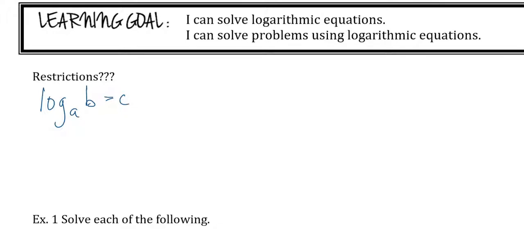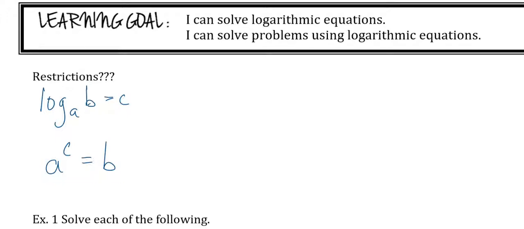Then I'm going to rewrite this in exponential form because we're going to talk about both. Remember, the base stays the same. So log base a is an exponent, or a power, with a base of a, and the c and the b flip. So this is the same thing written in logarithmic form and exponential form.